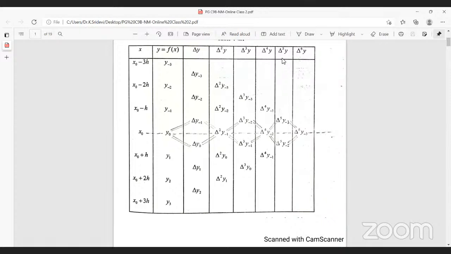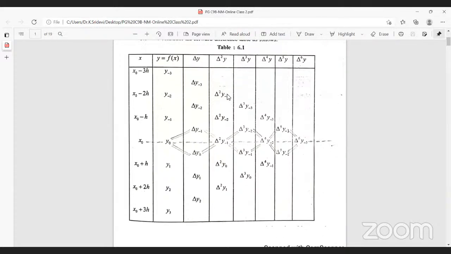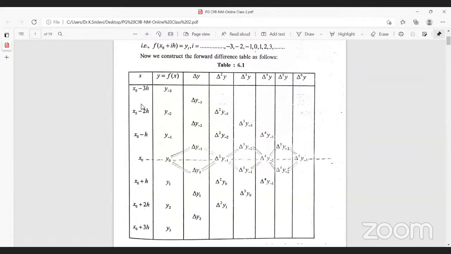And similarly, we take fifth order forward differences. Fifth order forward differences are in this column. That is delta power 4 y minus 2 minus delta power 4 y minus 3, which is nothing but delta power 5 y minus 3. And similarly, the difference between these two is delta power 5 y minus 2. And the difference between these two is the next order, that is delta power 6 y minus 3. So this is the forward difference construction table according to the given tabular values.